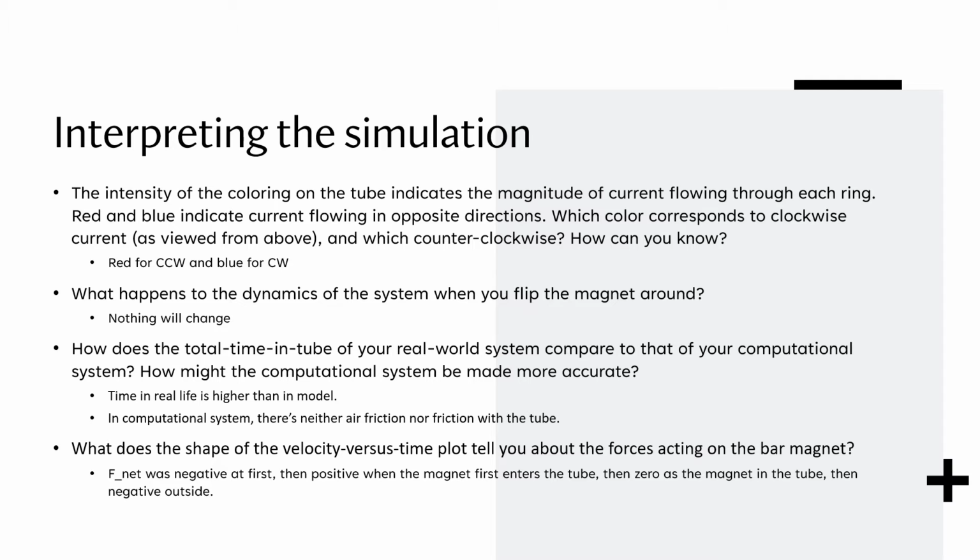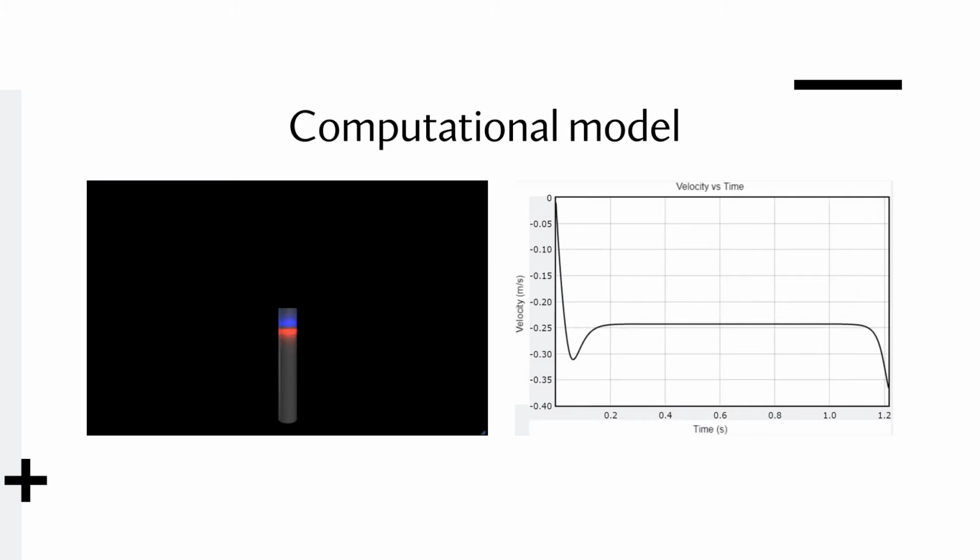How does the total time in the tube compare to the computational system? In real life, the time would be higher than in the model because of the air friction and also the friction with the tube. The final question is, what does the shape of the velocity versus time plot tell us about the forces acting on the pair? As we said before, from the velocity, we can find that the acceleration at the beginning was negative, or the forces were negative at the beginning, and then it increases to be positive, and then to zero, where the acceleration is equal to zero, and then to negative.